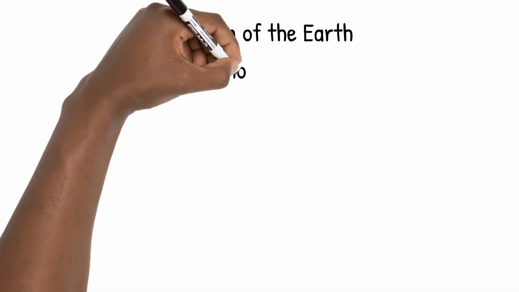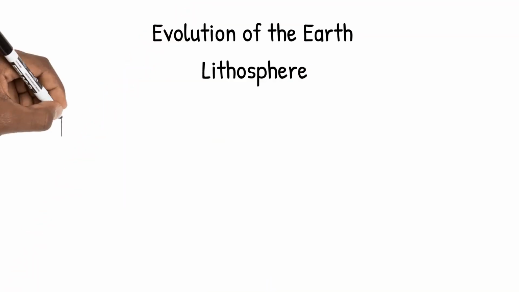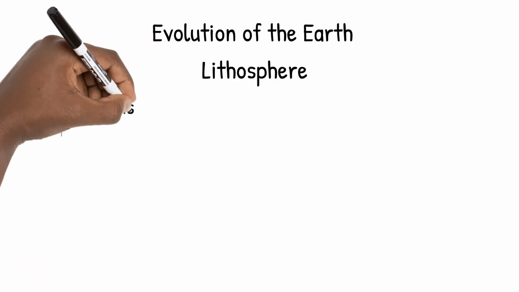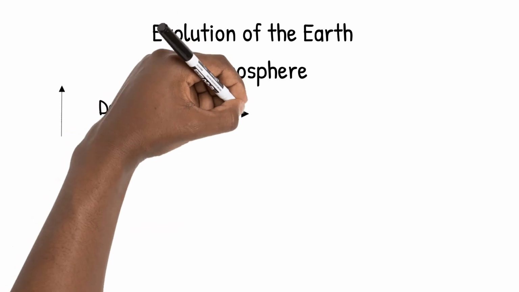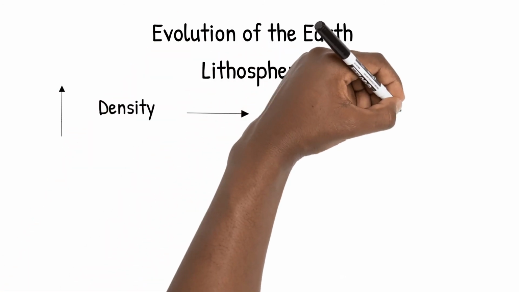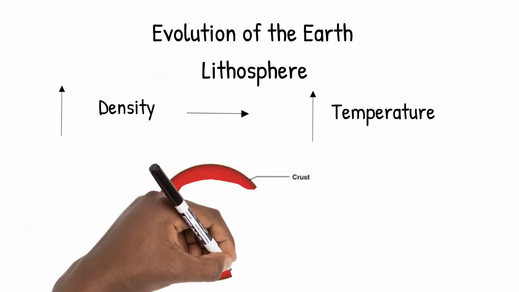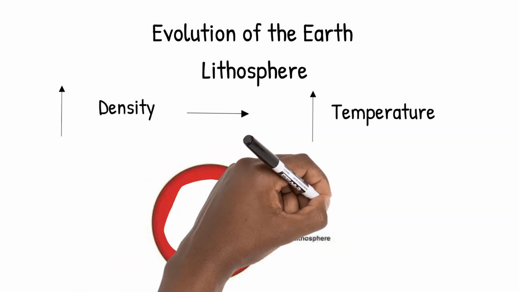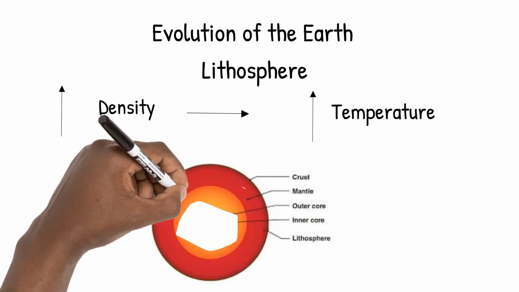Evolution of the Earth. First, we look at the evolution of the lithosphere. The gradual increase in density led to increase in temperature, which made materials separate depending on density. This separation and cooling formed crust, mantle, outer core and inner core.